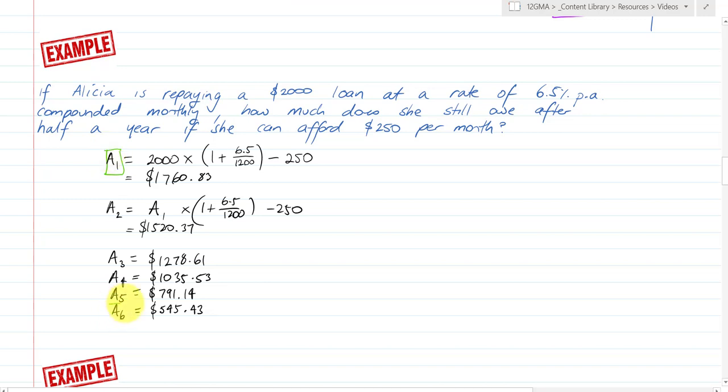So this is indeed the end of 6 months. Just make sure that you don't have any time correlation issues. At the end of 6 months, she still owes $545.43. I could do that on a spreadsheet, but if this was an exam, you'd be depending on recursion in your calculator. But later on, we're also going to introduce a formula that would help you with this as well.